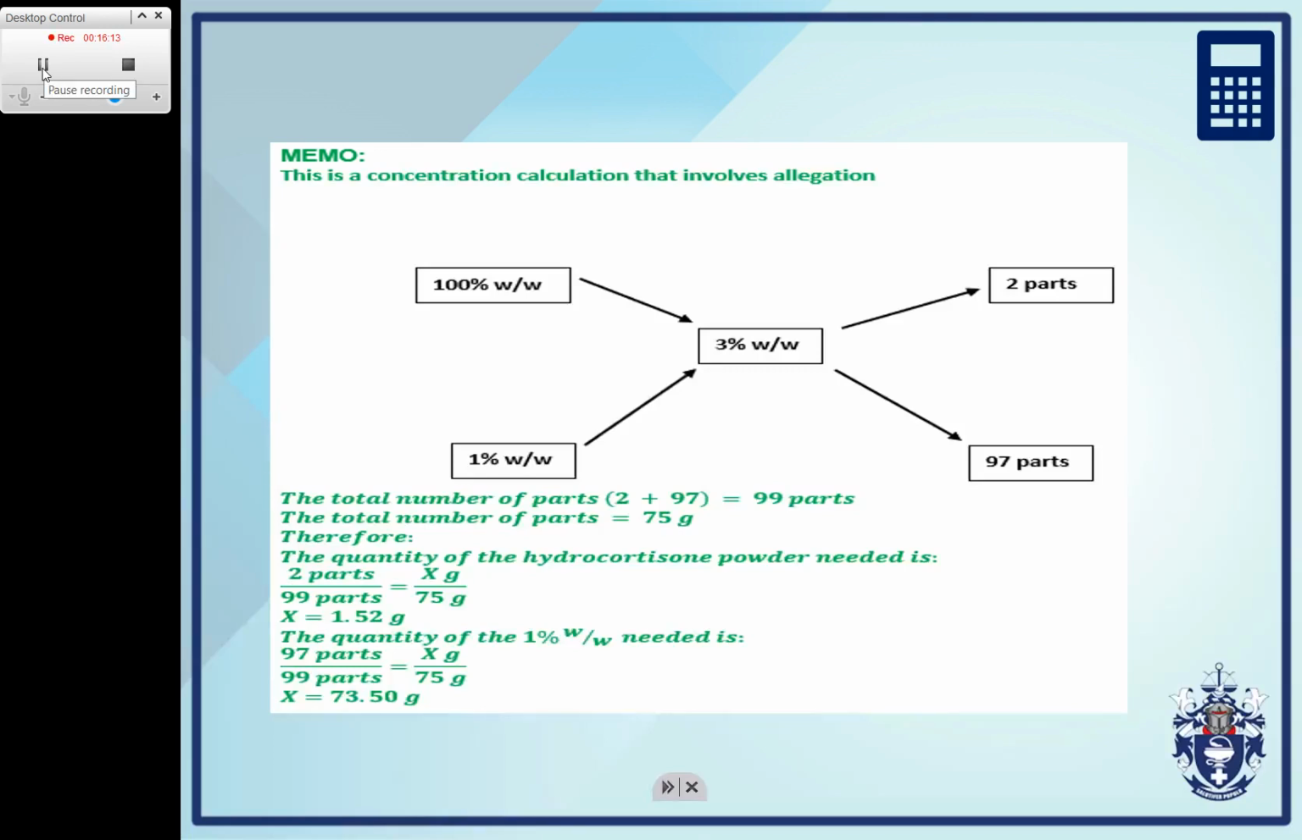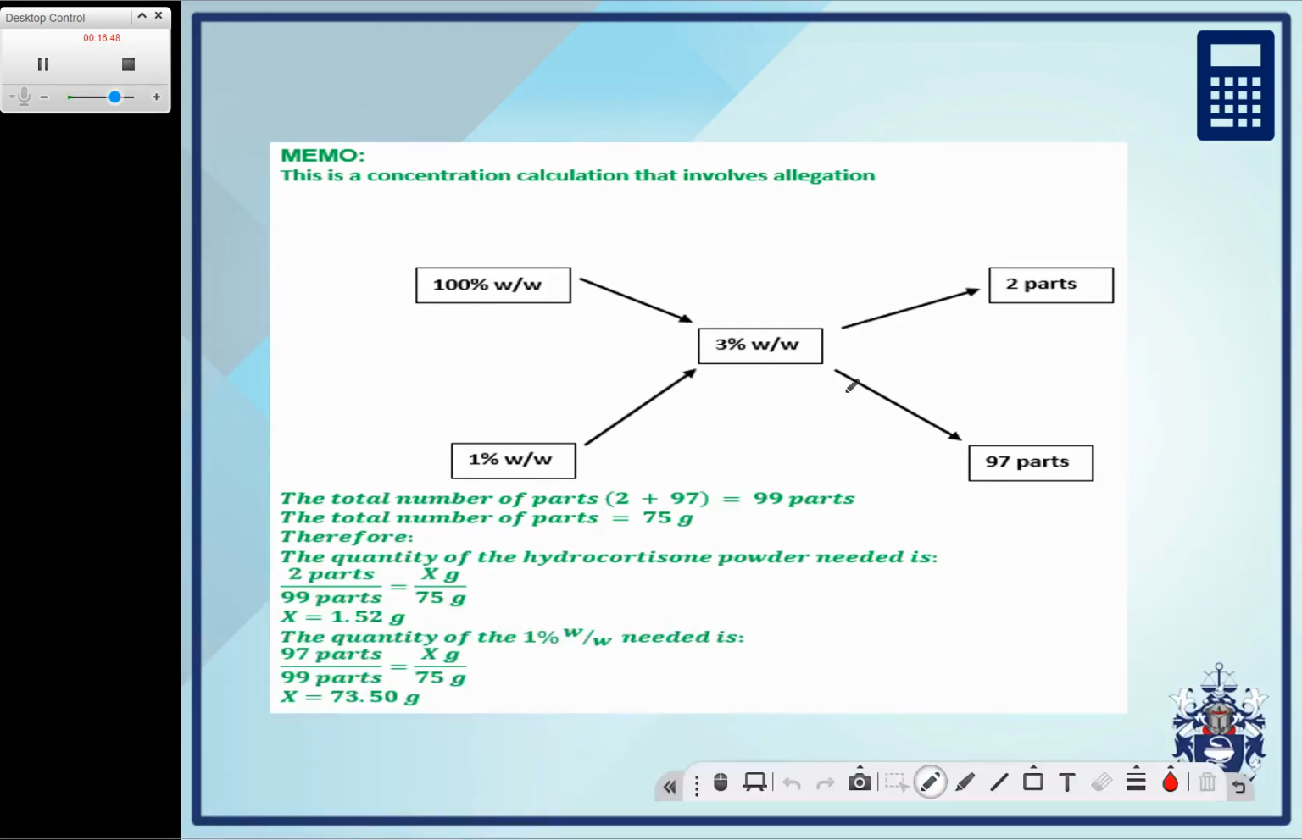When you approach an alligation calculation, there's always three concentrations at play. The concentration that you need, and the two concentrations that you have to use to prepare the concentration that you need. And there's a specific way in which you have to write the concentrations in order to get to the answer. And I'm quickly going to use a pen and highlight that for you.